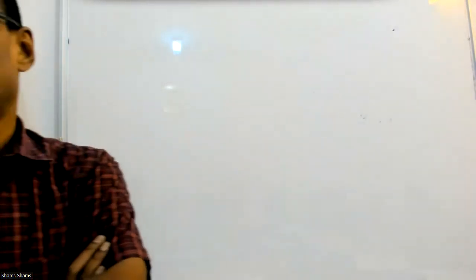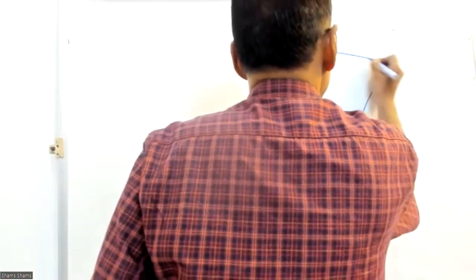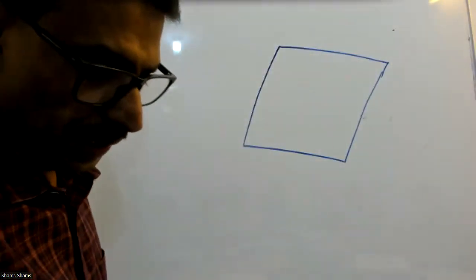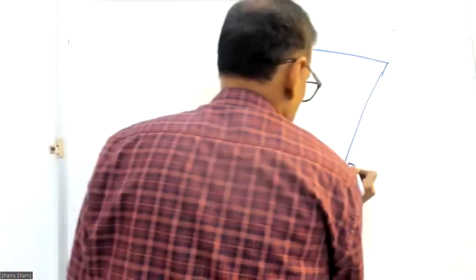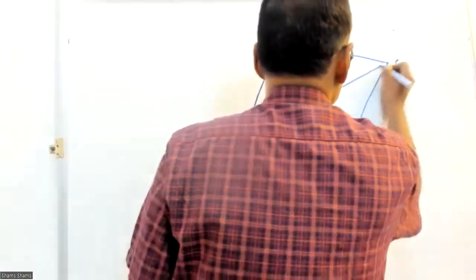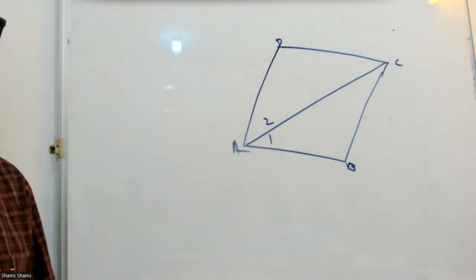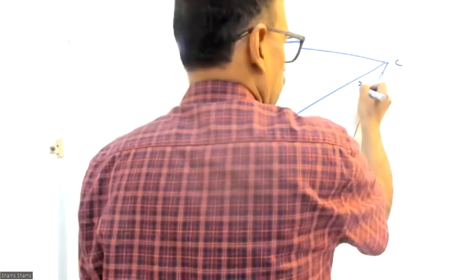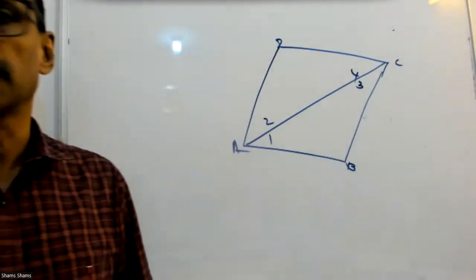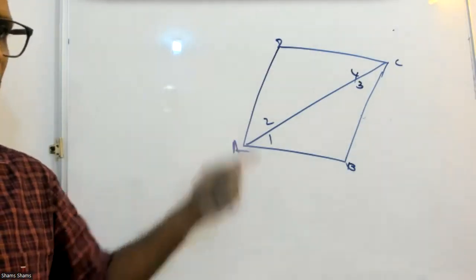Now look here. Don't write. Here, ABCD, diagonal AC bisects angle A, right? Angle 1 equals angle 2. It bisects C also. So that means we are sure that angle 3 equals angle 4, right? To prove angle 3 equals angle 4. Given what? Angle 1 equals angle 2. Draw the figure.